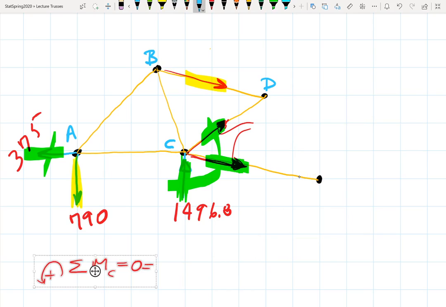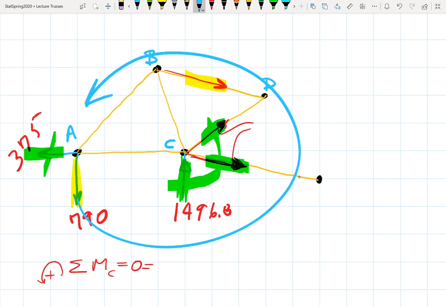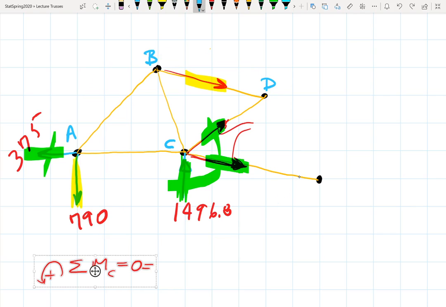And now this one actually is very nice. I get this one producing a moment this way about C, plus 790, and it's 1, 2, 3, 4 times 4. And then this one has a component. I'm choosing a direction, but it might be the wrong direction.